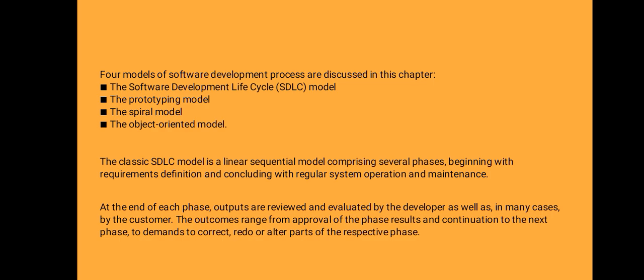The classic SDLC model is a linear sequential model comprising several phases, beginning with requirements definition and concluding with regular system operation and maintenance. At the end of each phase, outputs are reviewed and evaluated by the developer as well as, in many cases, by the customer. The outcomes range from approval of the phase's results and continuation to the next phase, to a demand to correct, redo, or alter parts of the phase.